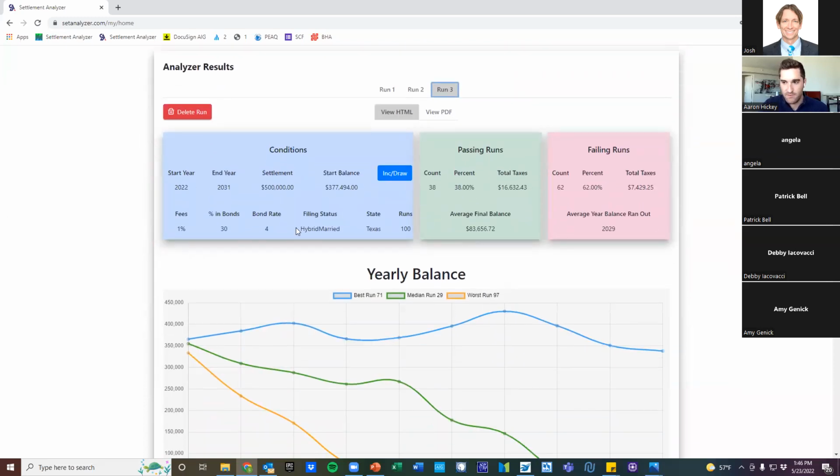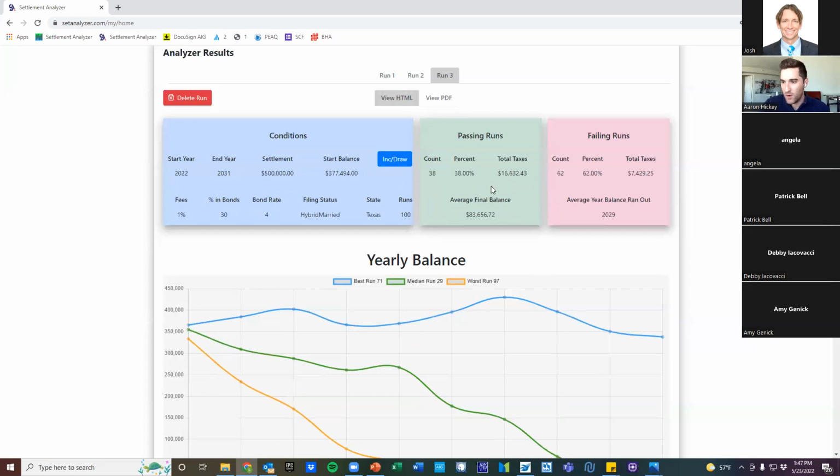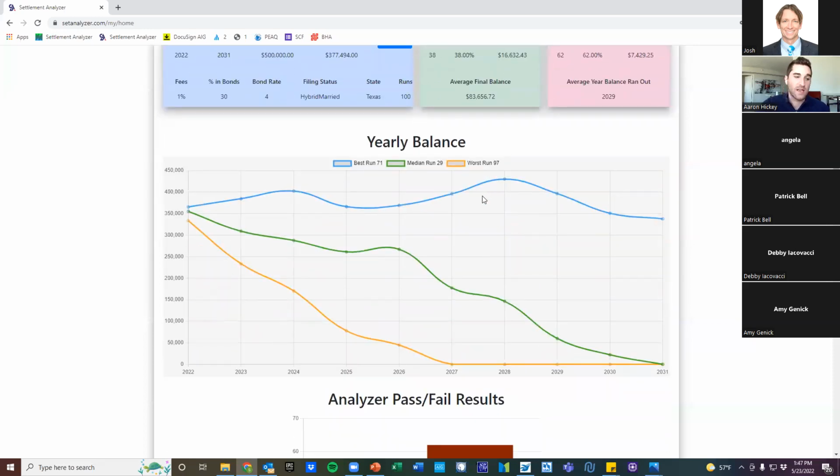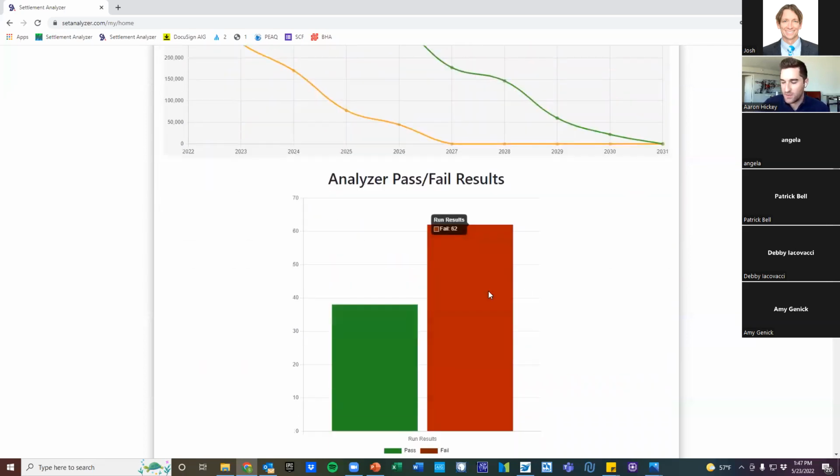You can scroll down your conditions. What I want you guys to pay attention to is this start balance right here. So that's your net amount of money in Texas. So after you're paying your state and federal taxes in any state, there are obviously some that don't have a state tax, which is fantastic. But that's what the attorney would have to start their investment portfolio with. And then again, our passing and failing runs. All of our graphs that are a little less volatile because they're only a 10-year versus multiple years.